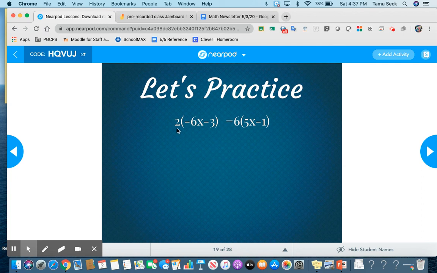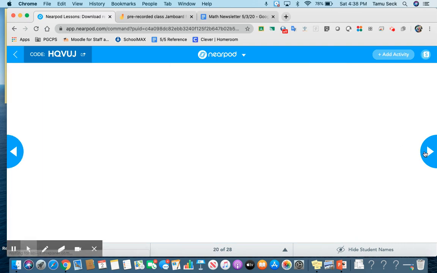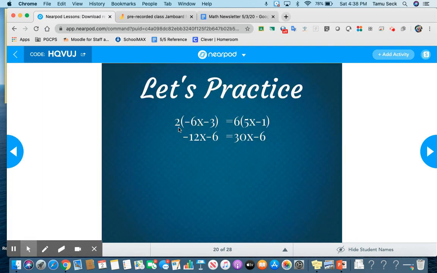We're going to multiply the number outside the parentheses with all the numbers inside the parentheses. So we're going to multiply 2 to these two terms, and we're going to multiply 6 to these two terms. 2 times negative 6x is negative 12x. 2 times negative 3 is negative 6. 6 times 5x is 30x, and 6 times negative 1 is negative 6.